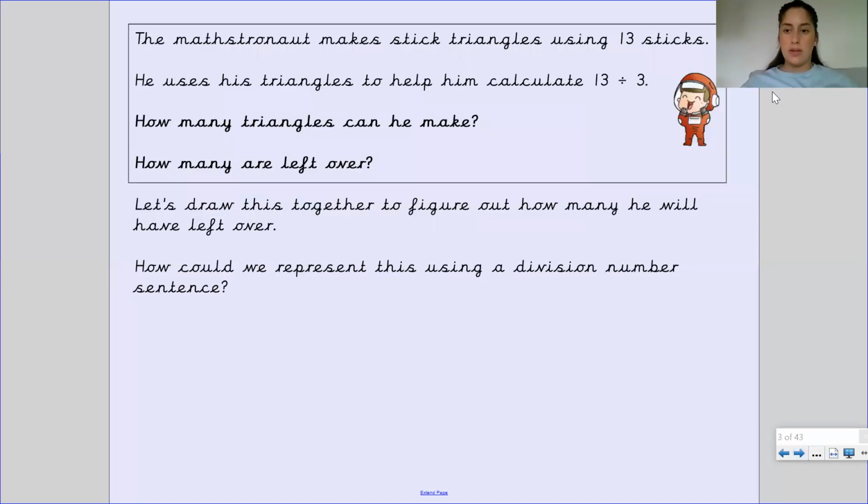Okay, for this question, I want you to have a go at representing this yourself on your whiteboard or piece of paper. The mathstronaut makes stick triangles using 13 sticks. He uses his triangles to help him calculate 13 divided by 3. How many triangles can he make? How many are left over? So before we draw this together, I want you to have a go to do this by yourself and play the video when you're ready.